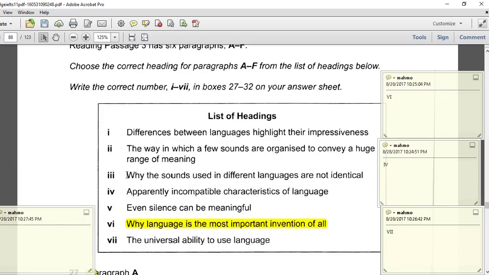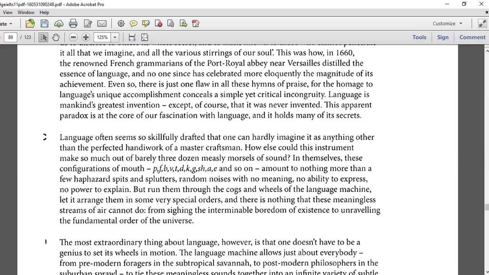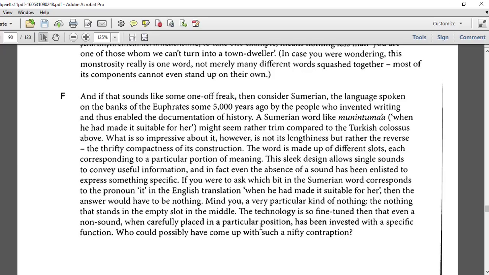We took number 1, we took number 2, we took number 4. Number 3, no, we're not taking it. Why the sounds used in different languages? No, it does not say anything about it. The universal ability, even silence can be meaningful. So it's either number 3 or number 5. I don't think it's number 3, but number 5, I don't know. Difficult also.